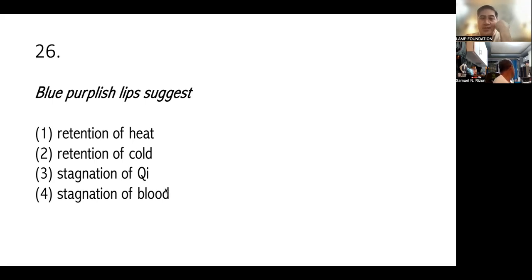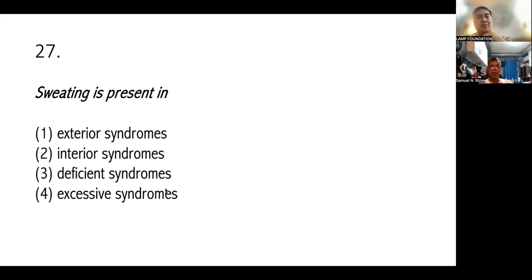Okay. 26. Blue purplish lips suggest retention of cold and stagnation of blood, Doc. That is 2-4, and that is letter C. My answer is letter C. Yeah, very good. Number 27.